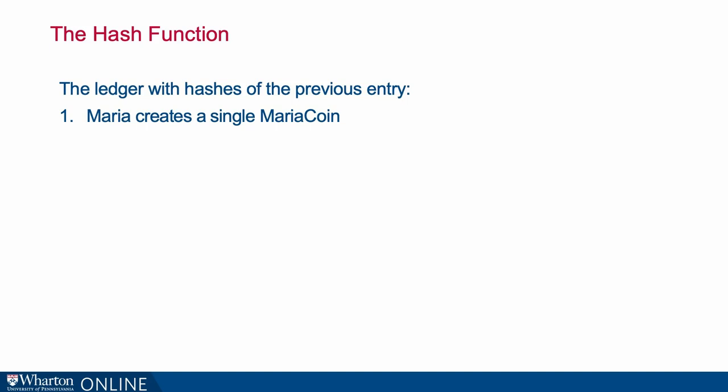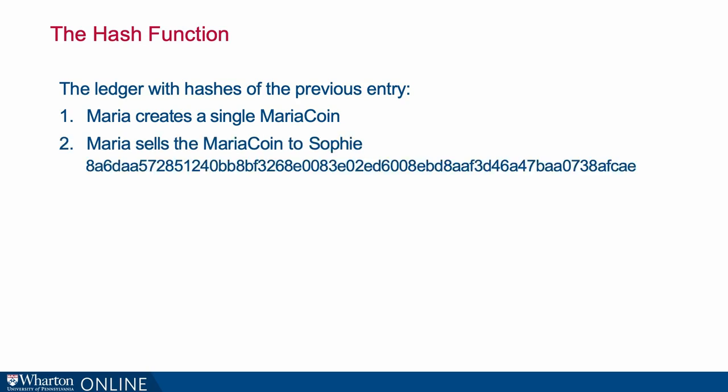Now, if you go to the hash function and you type in precisely "Maria creates a single Maria coin" with the spaces, with no leading space and no following space, you should get out the 256-bit number that I have printed here. So now we have the second entry. Maria sells the Maria coin to Sophie along with the digest produced by the hash function of the first entry.